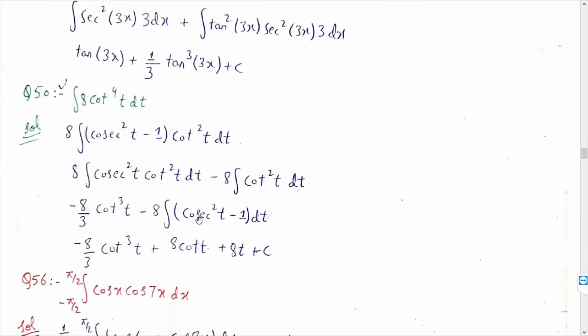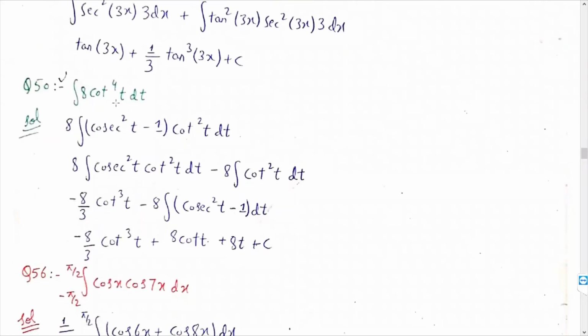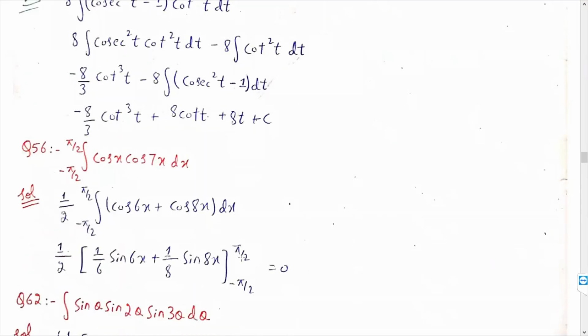Same goes for cot 4. Cot 4 can be written as cot square into cot square. Cot square can be written as cosecant square minus 1. 8 is a constant, so we can write it outside the integral. Multiplying the expression, I get this. Integral of cosecant square t into cot square t is minus cot cube by 3, and cot square can be written as cosecant square minus 1. Integral of cosecant square is minus cot, and integral of 1 is t. So this is the answer.